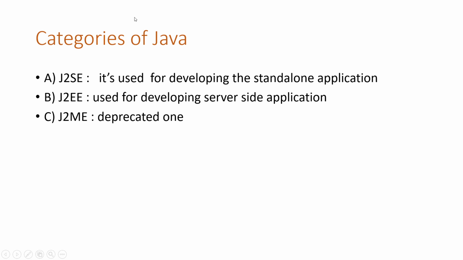What are the categories of Java? Mainly, Java is divided into two different parts. The first one is J2SE, the second one is J2EE. Apart from these two, there is one more, J2ME, but that one is deprecated. So let's talk about the first two. J2SE is used for developing standalone or desktop applications. J2EE is mainly used for developing server-side applications. What those server-side and standalone applications are, we will cover in the upcoming sessions.